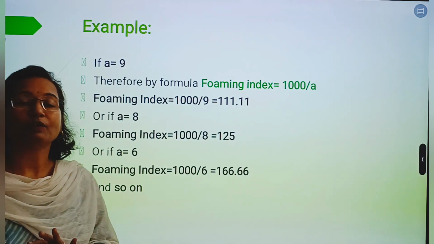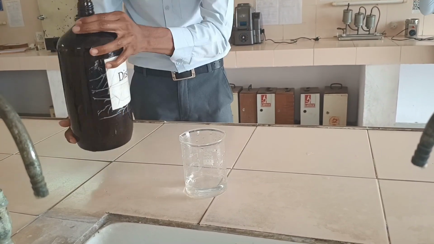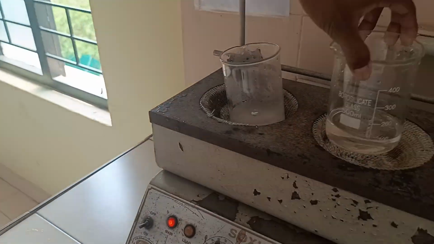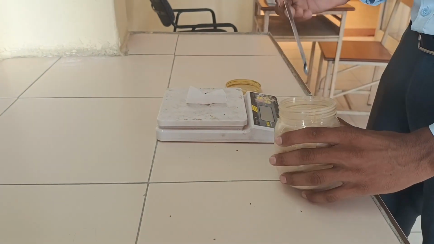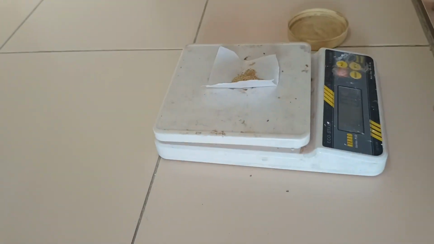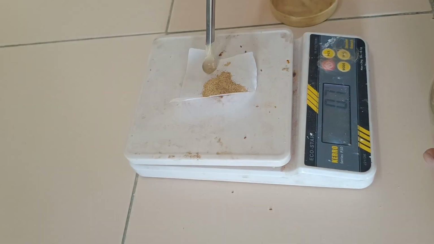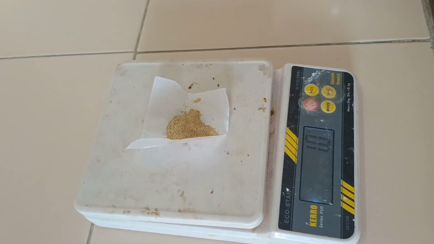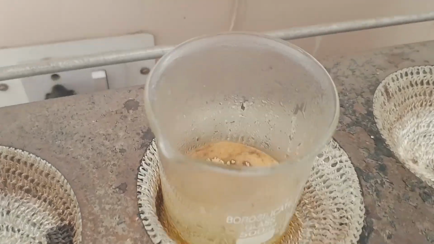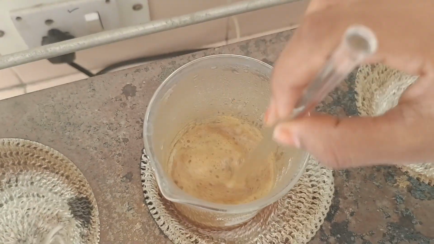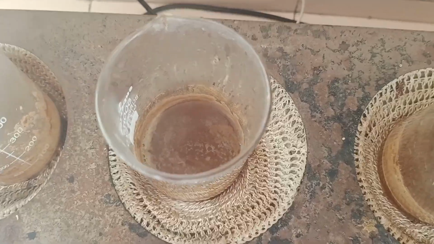Now let us do the practical. Measure 100 ml of distilled water and boil it on a heating mantle. Now weigh 1 gram of powdered crude drug liquorice and add it to the boiling water. Stir and maintain moderate boiling for 30 minutes. After 30 minutes, cool the extract and filter.